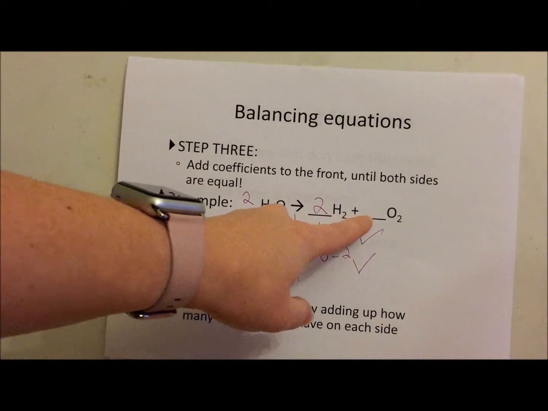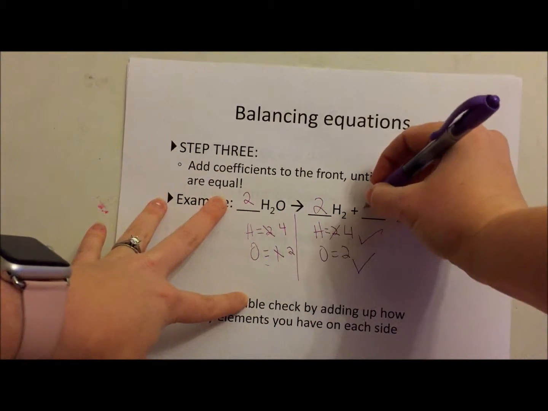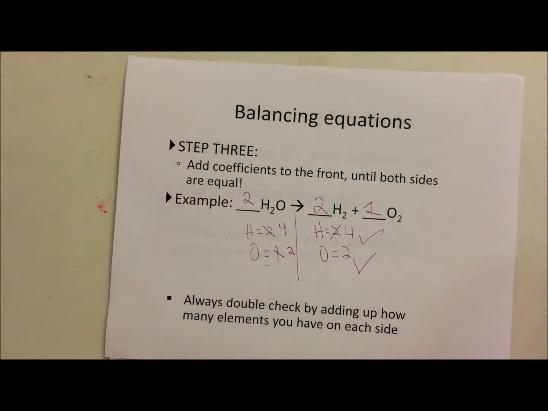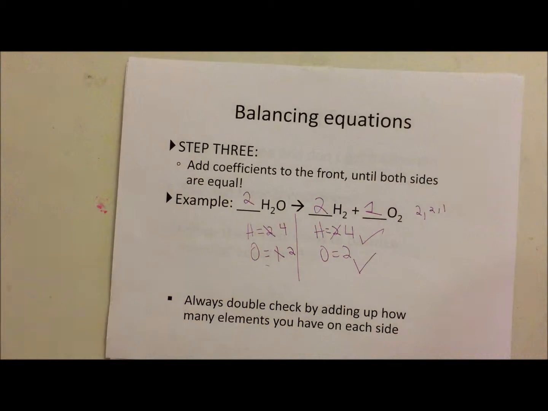Now what could I put as a coefficient for O2? I can put a 1 here. You don't have to put 1s, but you'll see on testing quizzes, sometimes they'll just have the coefficients as a 2 to 1 relationship. Last but not least, always double check by adding up how many elements you have on both sides. If there are 2 of the same ones, then you have to add up those, not as 2 separate identities.